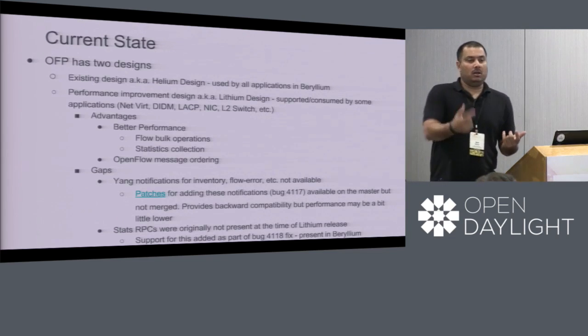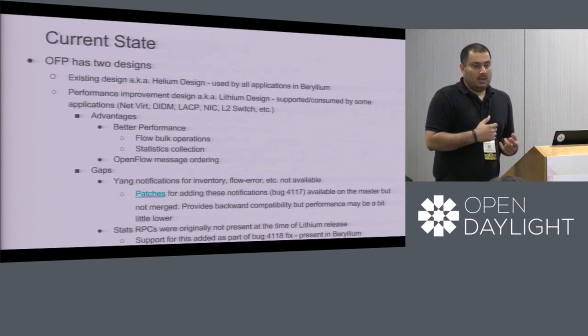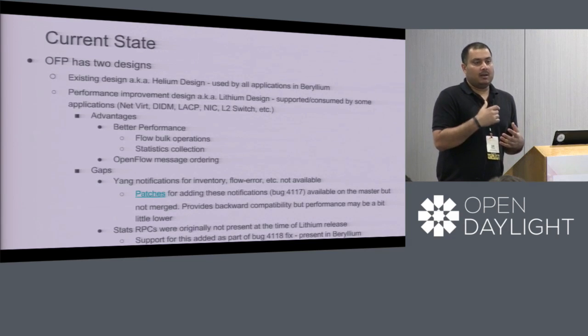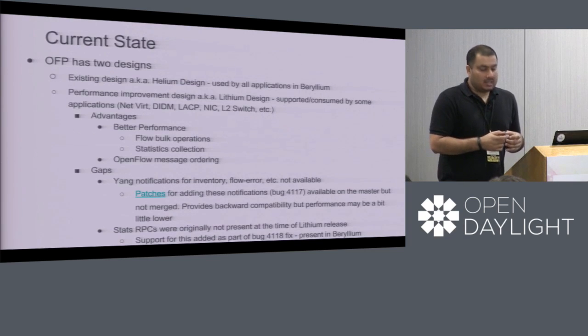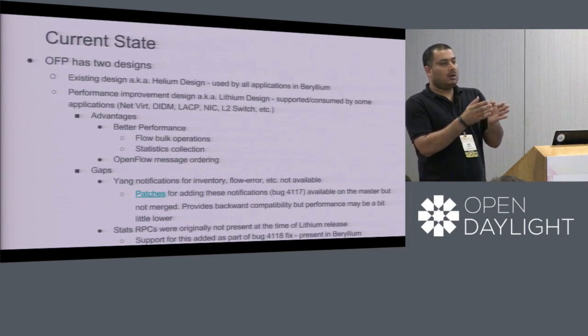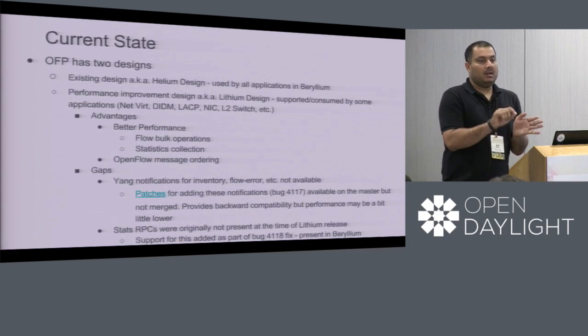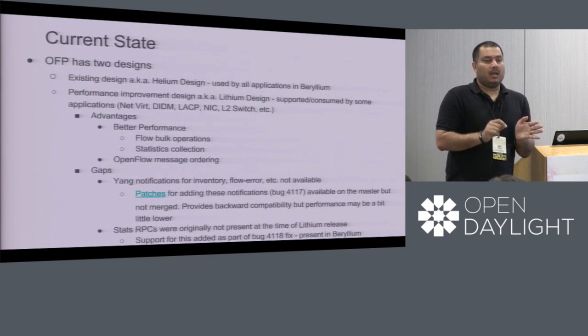It comes when you install a flow and you get a response, right? In the Helium plugin, the way applications used to do it, they install a flow and they get an error message and say, okay, my flow installation failed, right? But in the Lithium plugin, that is all covered in the plugin itself. You send a flow, and the plugin itself will wait for an error. If there is an error, it will return a failure.